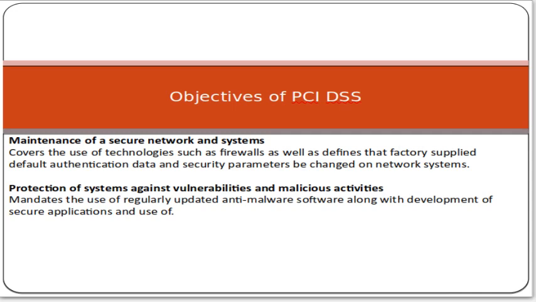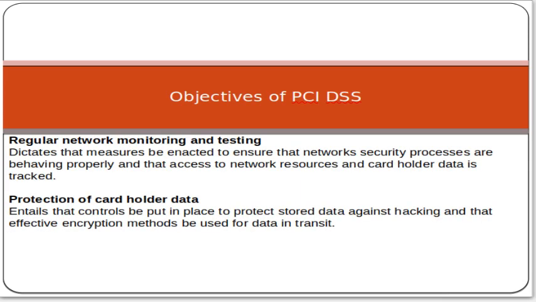The first objective is the maintenance of a secure network and system. It covers the use of technologies such as firewalls, and defines that factory-supplied default authentication data and security parameters be changed on network systems. Protection of systems against vulnerabilities and malicious or fraudulent activities mandates the use of regularly updated antivirus software, along with development of secure applications and their proper use. These are the objectives of the PCI DSS.